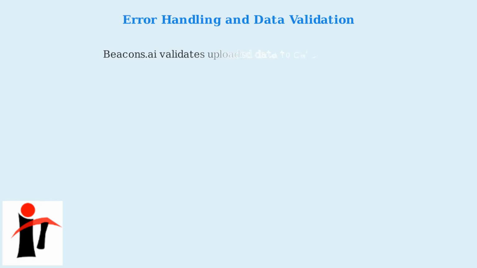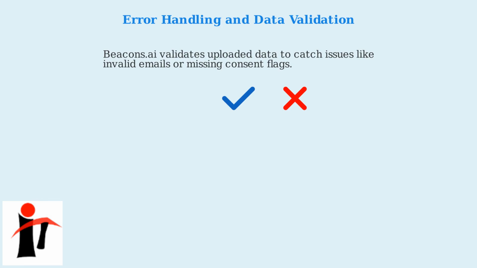Error handling and data validation are crucial steps in importing subscriber lists into Beacons.ai. The platform automatically validates your uploaded data to identify issues such as invalid email addresses or missing consent flags. During the upload process, Beacons.ai performs checks to ensure data quality. This includes verifying email formats and confirming that consent flags are present for each subscriber. If any errors are detected, the platform generates a detailed error report. This report highlights the specific issues and provides guidance on how to correct them before re-uploading the data.